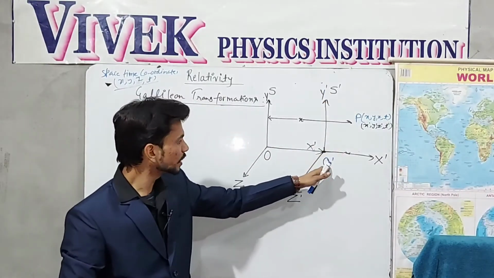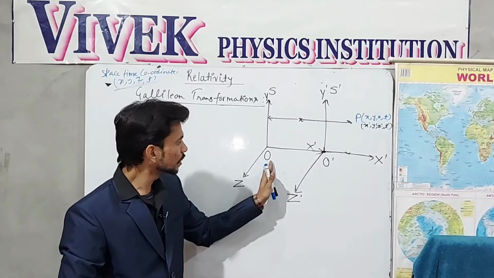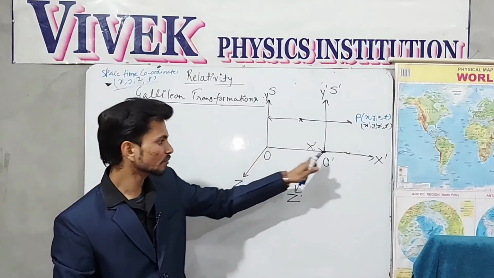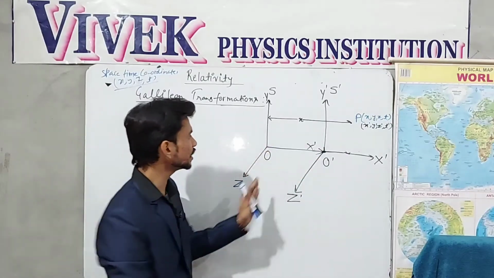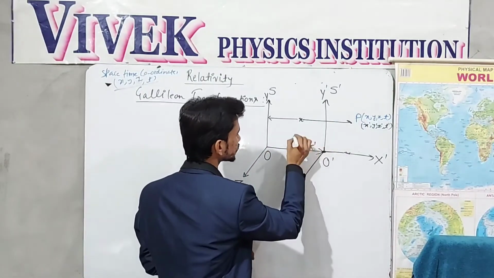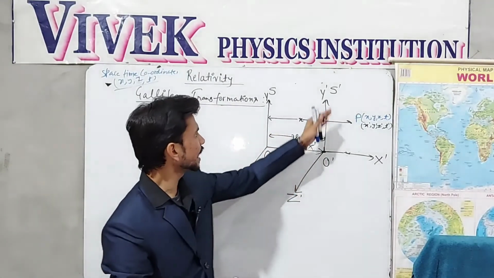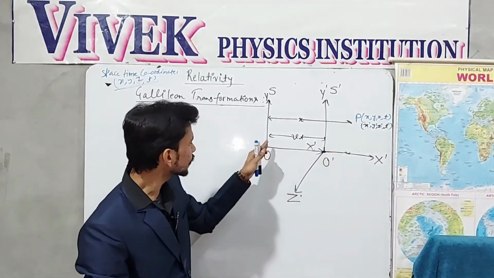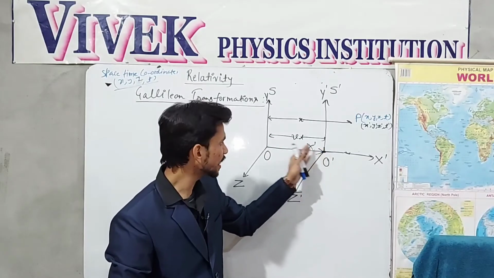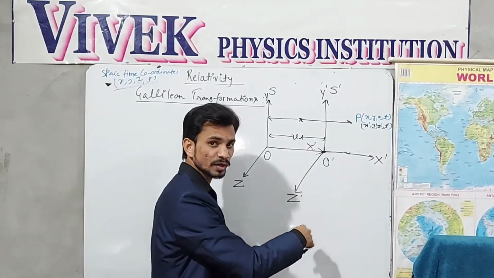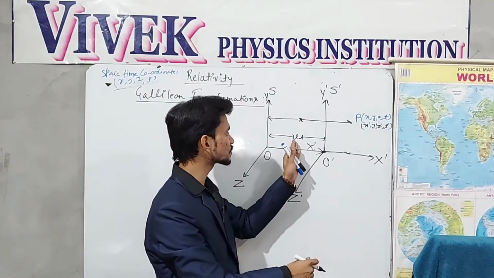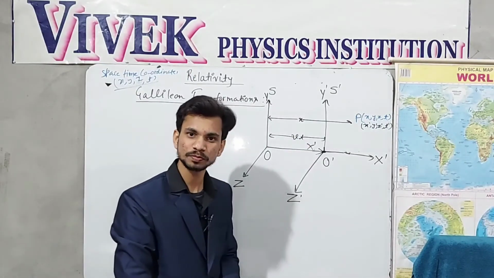Let us suppose that O dash and O coincide at a point before time t, and after time t it will have covered a distance vt. So this distance is vt. After time t, the S dash frame has moved from O to O dash by a distance vt, because distance is nothing but velocity times time, and the velocity is v and the time is t.